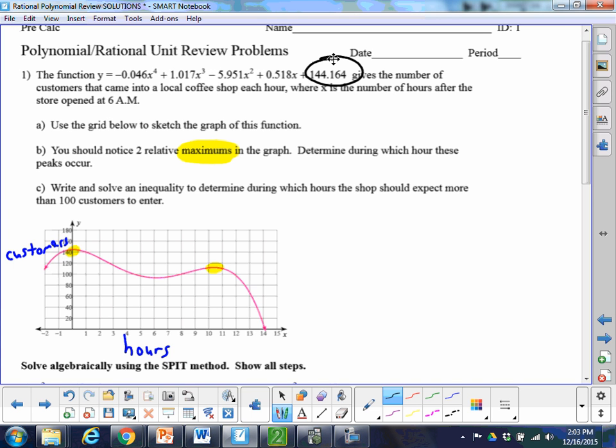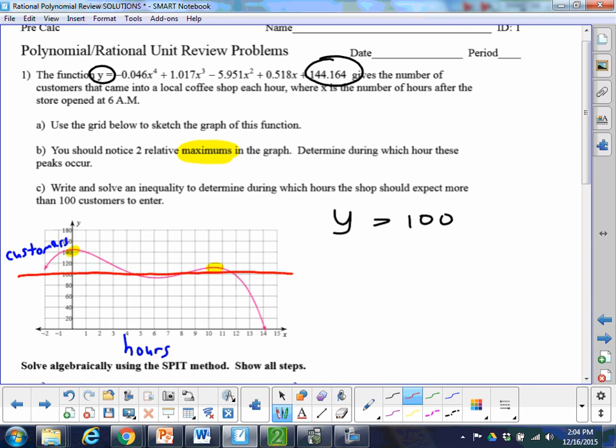Okay, part C, write and solve an inequality to determine during which hours the shop would expect more than 100 customers. So basically, I'm not going to rewrite the whole long equation, but the whole equation is basically y, and we want to know when that will be more than 100. So that's the inequality we want to solve. And with problems like this with really messy decimals, let's just use our calculator. But basically what it's going to boil down to, here's the line y equals 100.